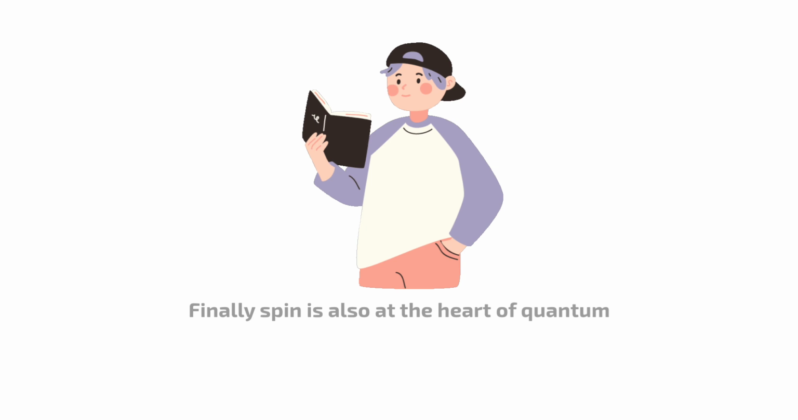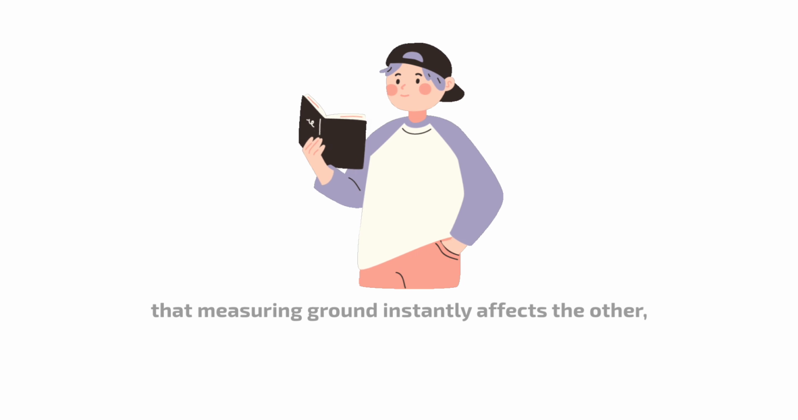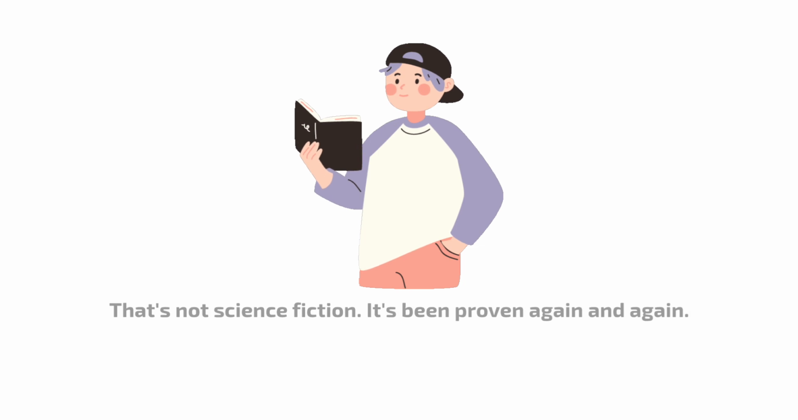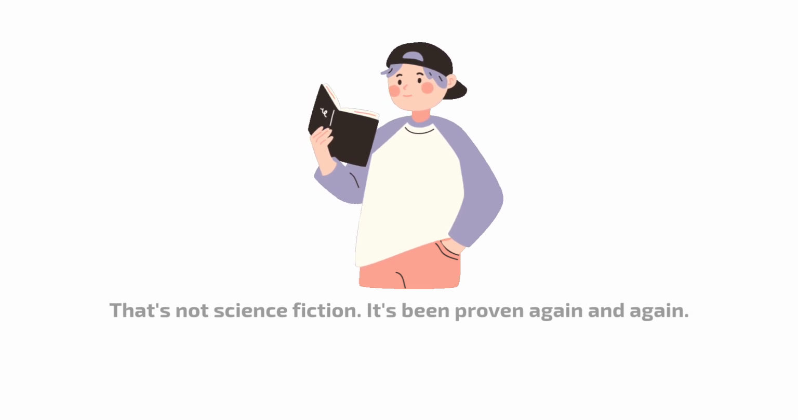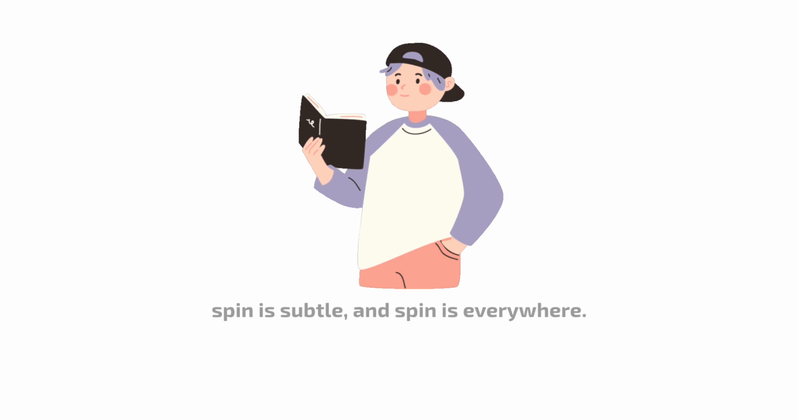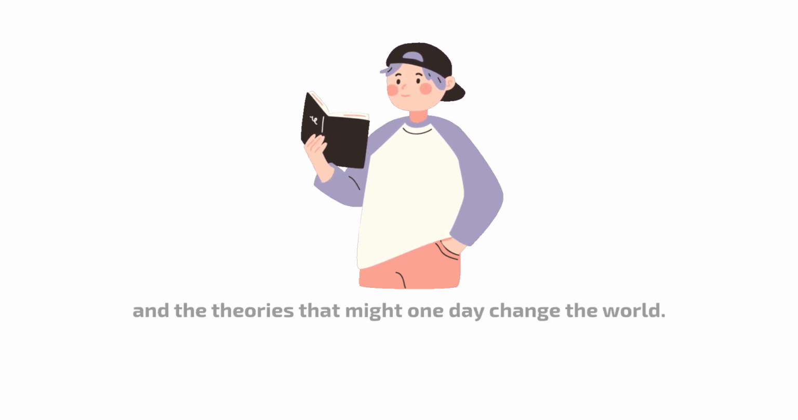Finally, spin is also at the heart of quantum entanglement. Two particles can have their spins linked in such a way that measuring one instantly affects the other, no matter how far apart they are. That's not science fiction, it's been proven again and again. Spin is strange, spin is subtle, and spin is everywhere. The devices we use, the tools we depend on, and the theories that might one day change the world.